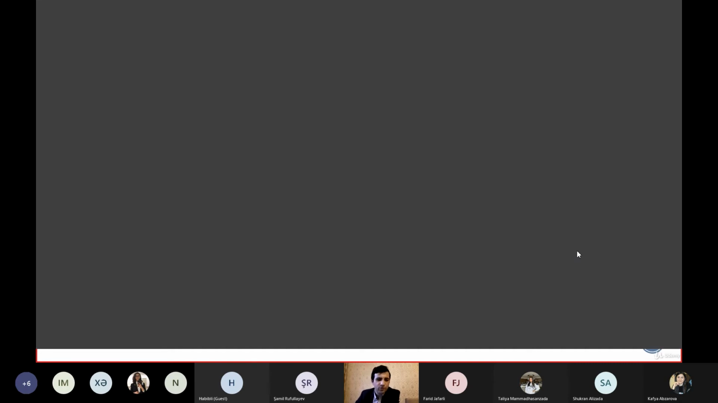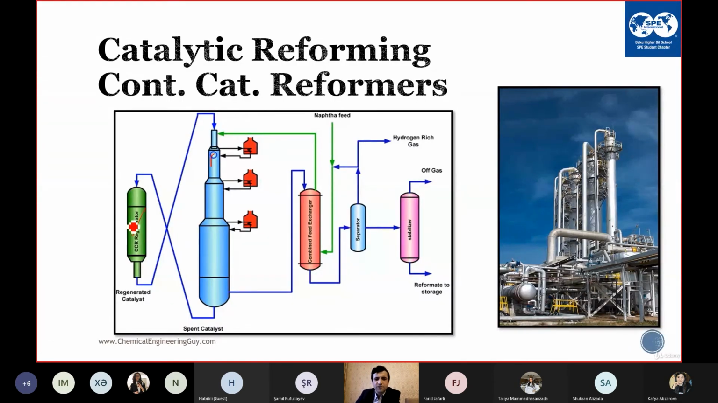So assume we don't have the regeneration here. So we have only the catalyst and reactors. What happens as time passes? There's reaction here. When there's reaction, the catalyst can be poisoned with, let's say, sulfur.